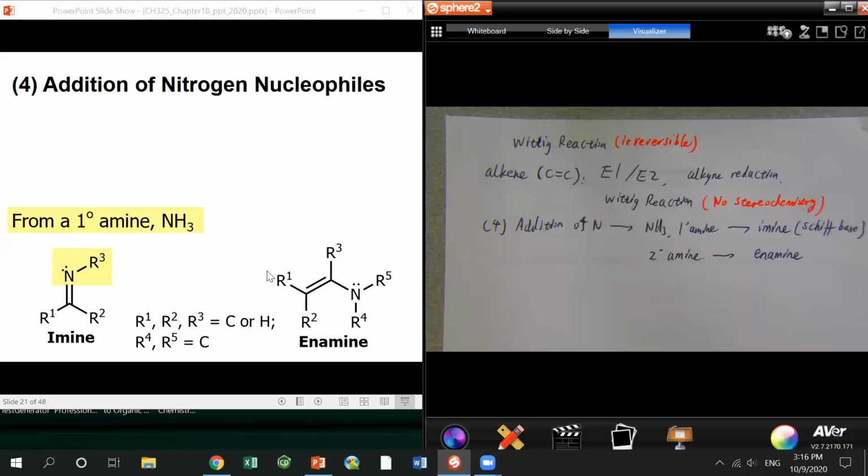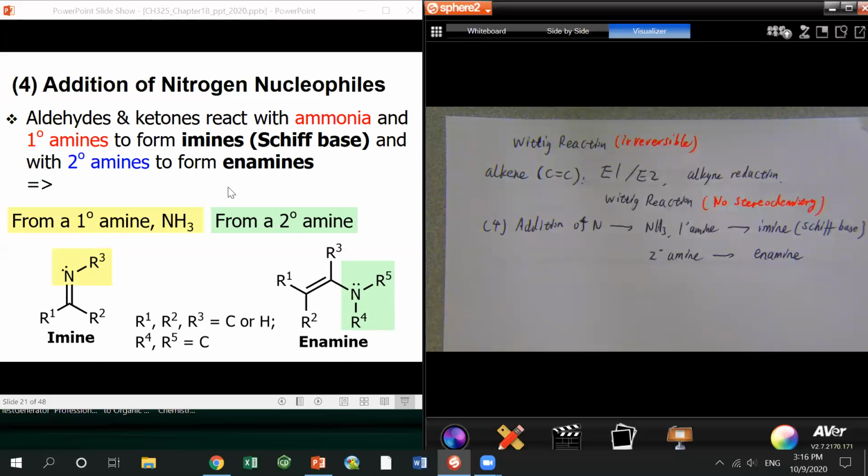The more difficult one is the enamine. The R1, R2, R3 with the C=C double bond come from the original aldehyde or ketone, and the R4 and R5 on nitrogen come from the secondary amine. So you see there is a difference between imine and enamine. The imine has a double bond between carbon and nitrogen. The enamine has a C=C double bond connected to a secondary amine nitrogen. So it's easy to get confused.